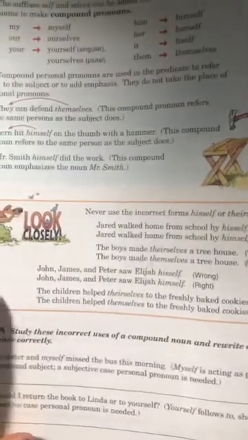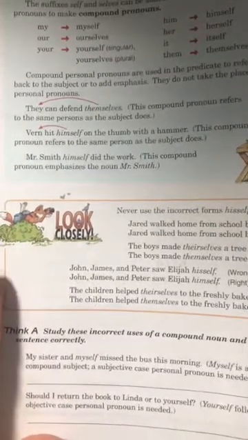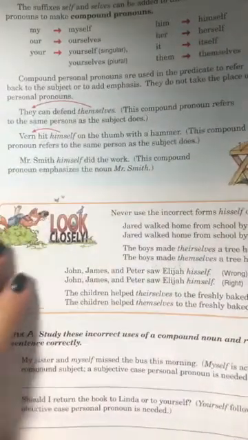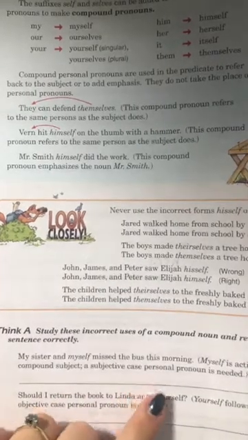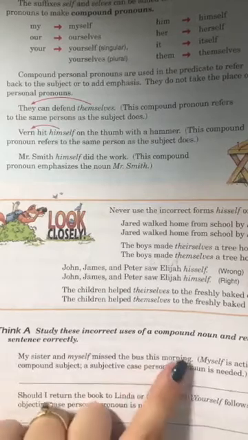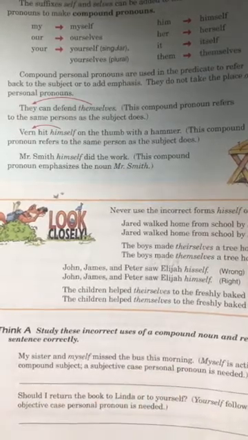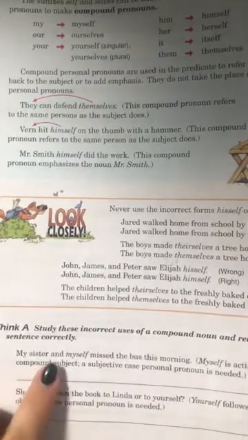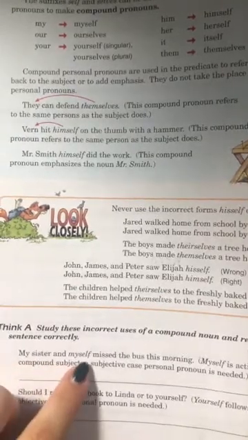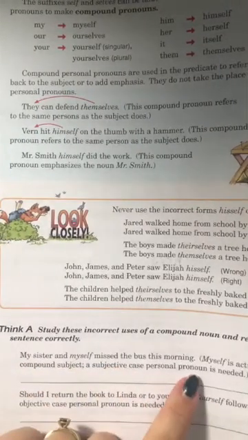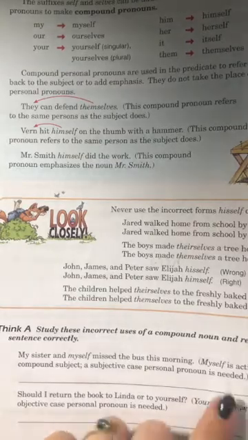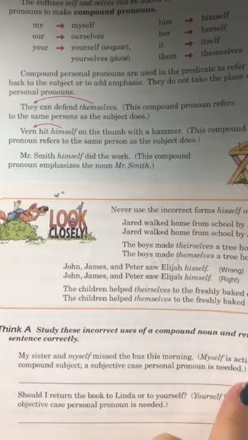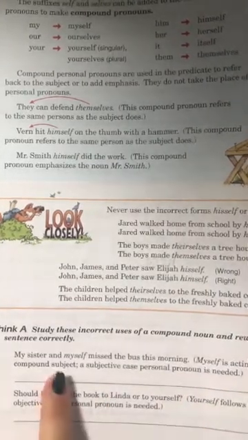Here on Think A is your only written exercise for the day, but you're going to be using your reference up top. You're just going to study the incorrect uses of these common compound pronouns and then rewrite them correctly. So here it says, my sister and myself missed the bus this morning. So it may sound right away, but it's actually not.